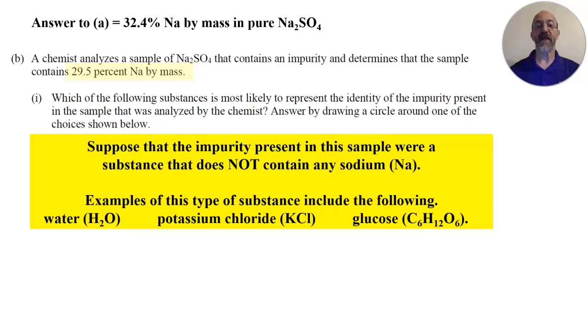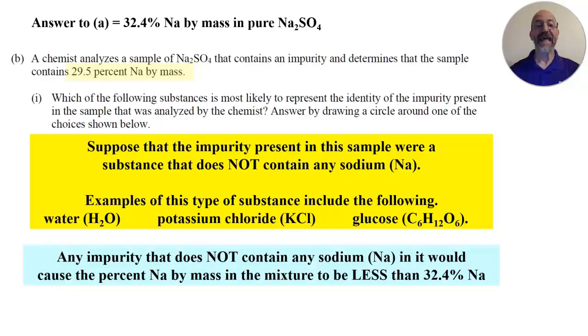Now, before we analyze these 3 substances, suppose for a moment that this impurity present in this sample were a substance that does not contain any sodium. So examples of this type of substance would include water, H2O, potassium chloride, KCl, glucose, C6H12O6. So if we had an impurity that did not contain any sodium, then any impurity that does not contain any sodium would cause the percent of sodium by mass in the mixture to be less than 32.4% sodium.